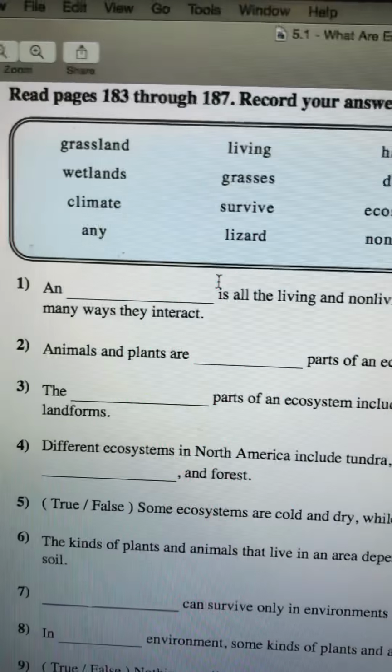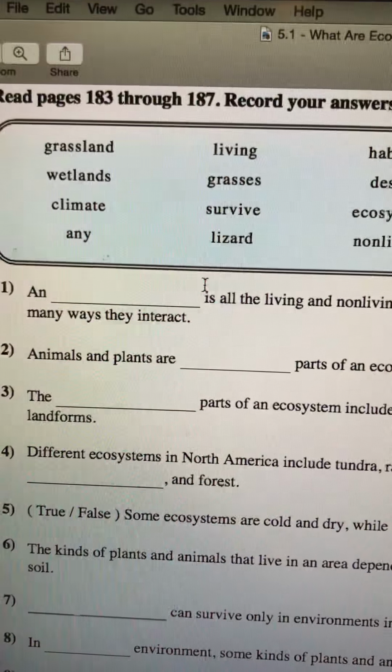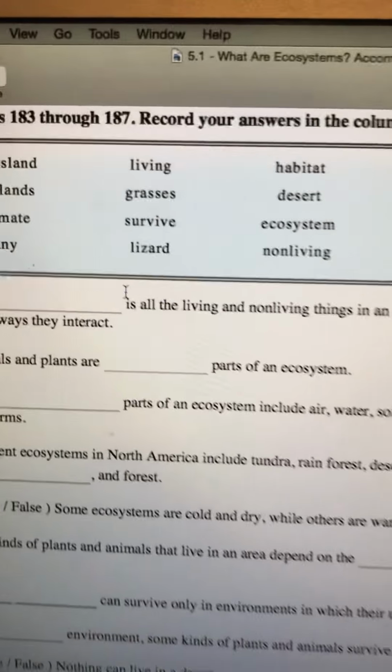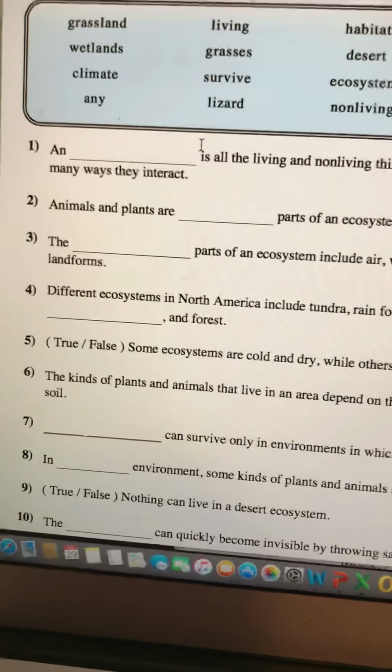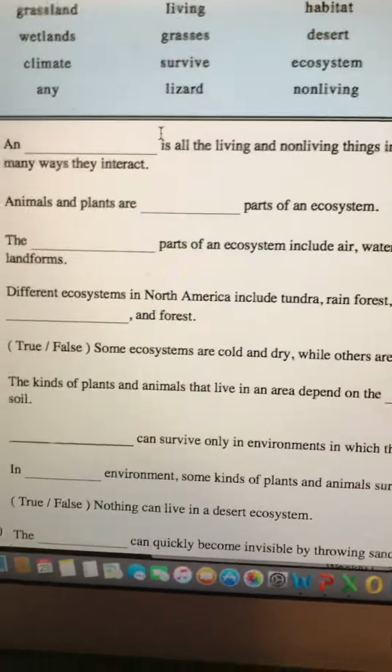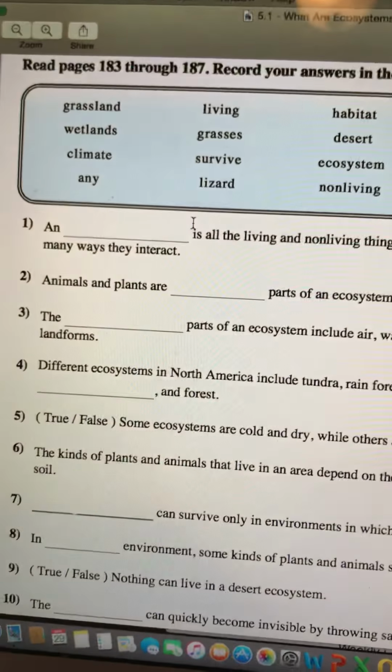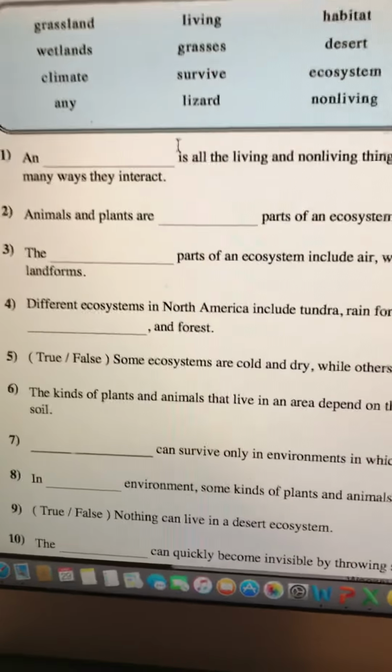Here's our worksheet. It says read pages 183 through 187. And what you would have to do is just, simply on a piece of paper, number 1 through 20 and write the answers. Okay? We'll be dealing with ecosystems.